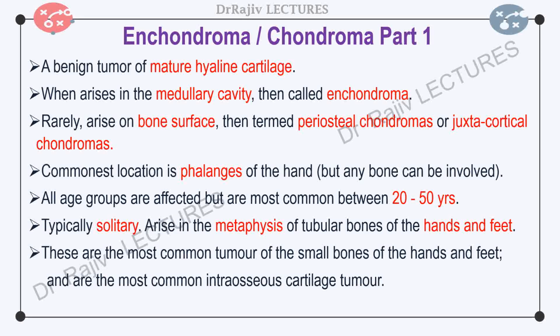All age groups are affected, but these tumors are most often found between 20 and 50 years of age. They are typically solitary and arise in the metaphysis of tubular bones of the hands and feet. They are the most common tumor of the small bones of the hands and feet. They are also the most common intraosseous cartilage tumor.